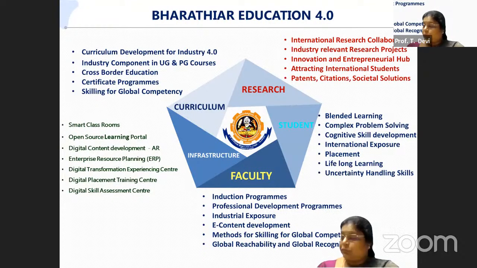Curriculum development for Industry 4.0, which I'll be covering in the next half an hour, will open up your eyes. So industry components inside UG and PG courses need to be imparted, like taking a half-baked project in an industry, giving it to a team of students in the class and asking them to understand and then complete it. Cross-border education, certificates: nowadays, most colleges and universities have opened up credits for online Swayam courses and Coursera courses. So certificate programs and skilling for global competency are the need of the hour.